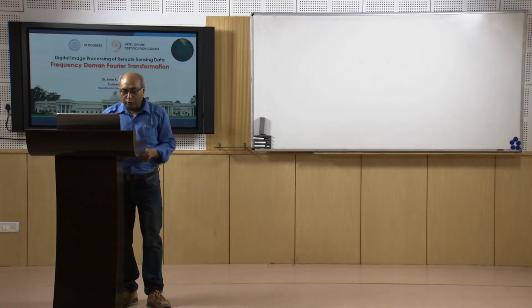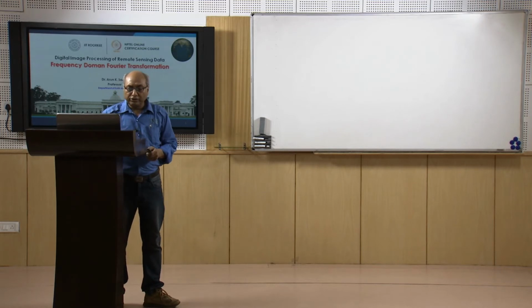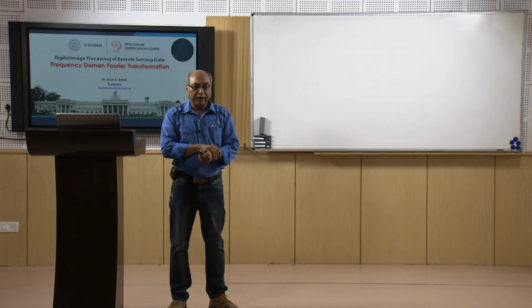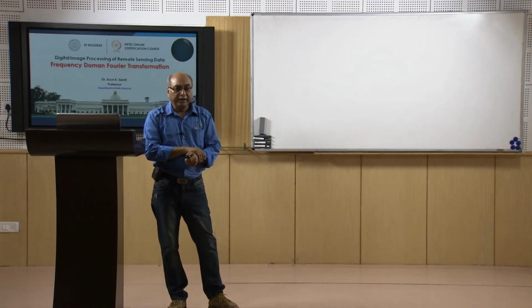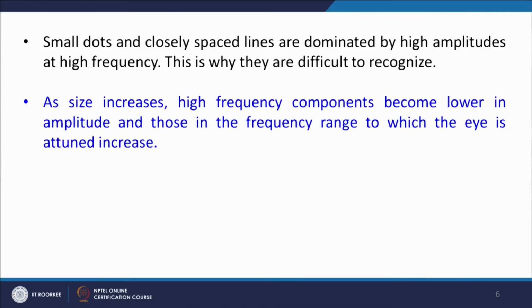Spots, lines and bars that form the targets for the test of acuity, and form images too, are themselves made up of sine waves. Small dots and closely spaced lines are dominated by high amplitude at high frequency, and this is why they are difficult to recognize. As the size of these dots increases, high frequency components become lower in amplitude, and those in the frequency range to which the eye is attenuated increase, and perception and distinction of these digital images become easier.